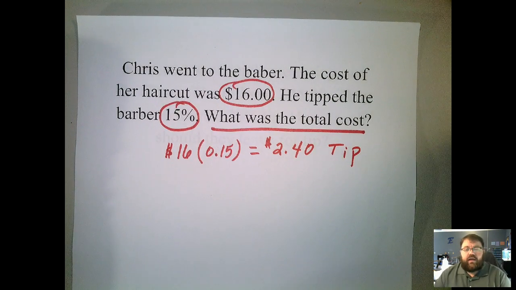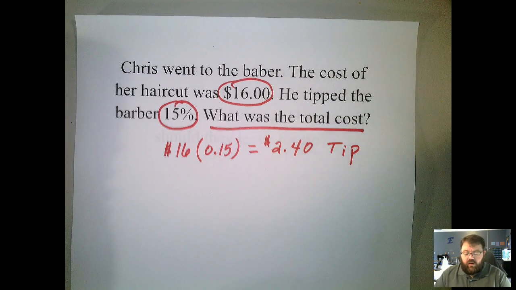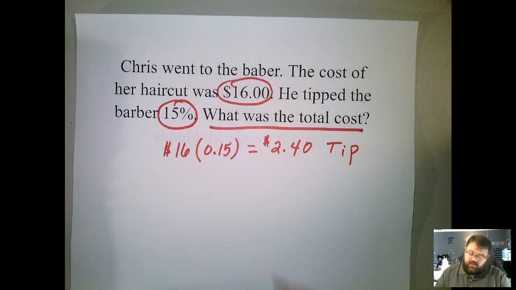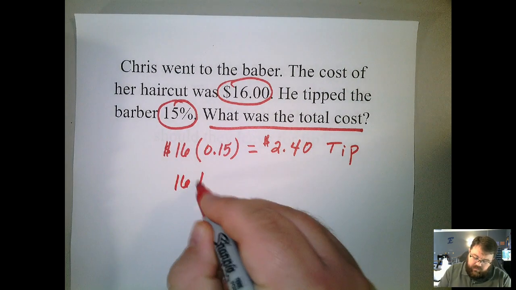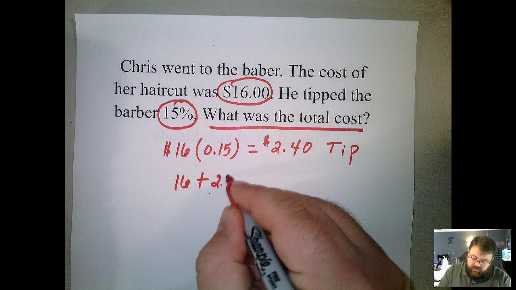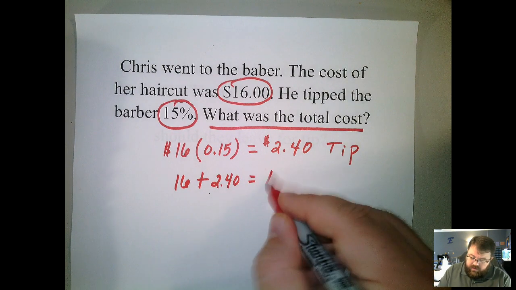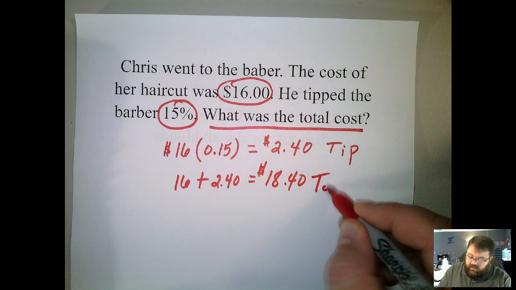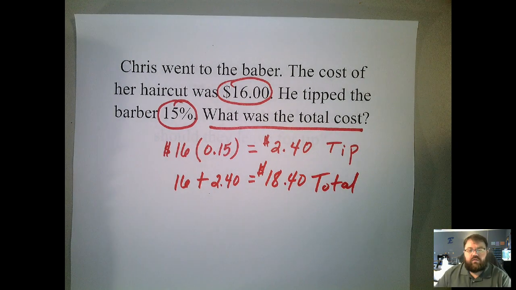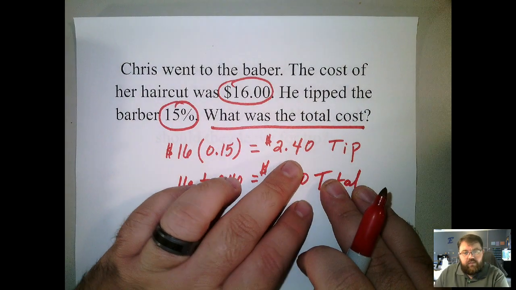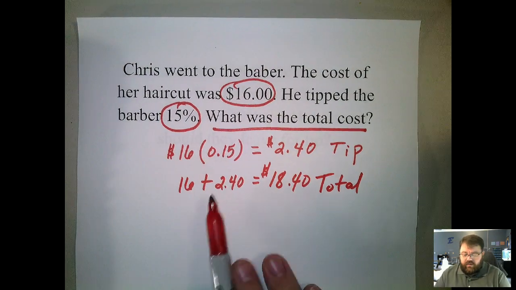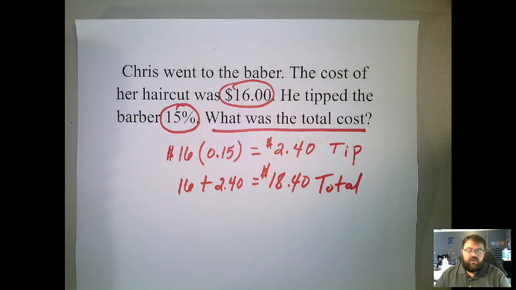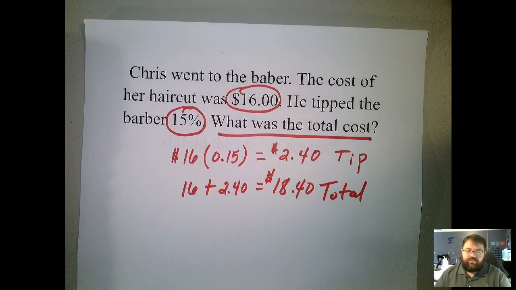Okay? Now, this isn't our answer. Our answer wanted to know what was the total cost. So to get the total cost, we need to take the $16 plus the $2.40, and that's going to give us $18.40. That is your total. Okay? If it just wanted to know the tip, we could stop here. But since it wanted to know the total cost, we needed to add the tip back to the original cost.